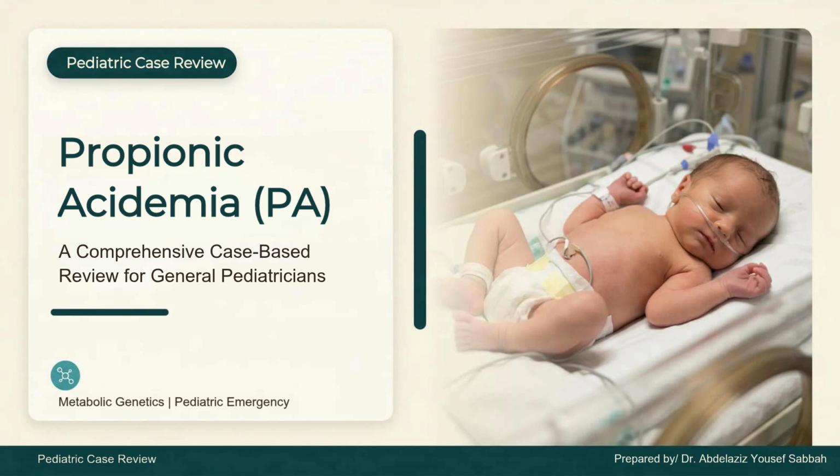Today we present a comprehensive case-based review of propionic acidemia for general pediatricians. This is one of the most important organic acidemias in pediatric metabolic medicine, and it represents a true pediatric emergency when it decompensates. We will walk through 14 carefully crafted clinical cases covering neonatal presentation, late-onset phenotype, neurological findings, enzyme defect, pathophysiology, toxic metabolites, newborn screening, laboratory indicators, differential diagnosis, acute crisis management, dietary principles, supplemental therapies, long-term complications, and surgical interventions. Let us begin.